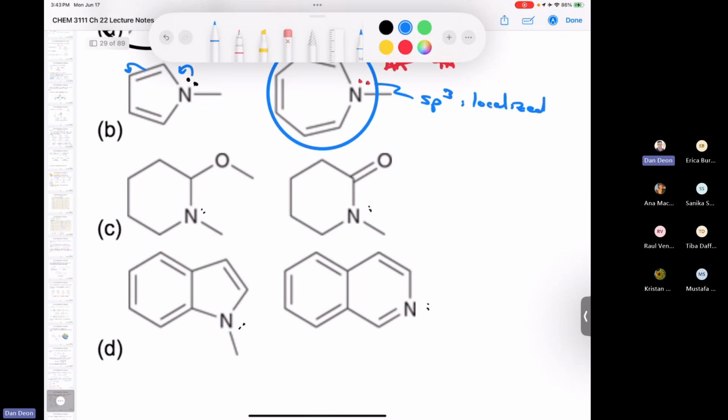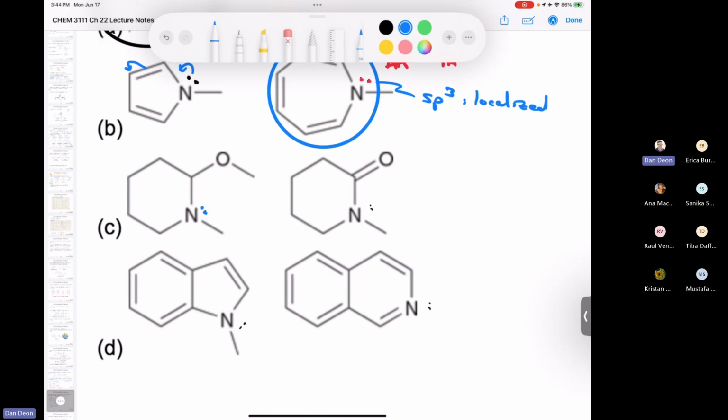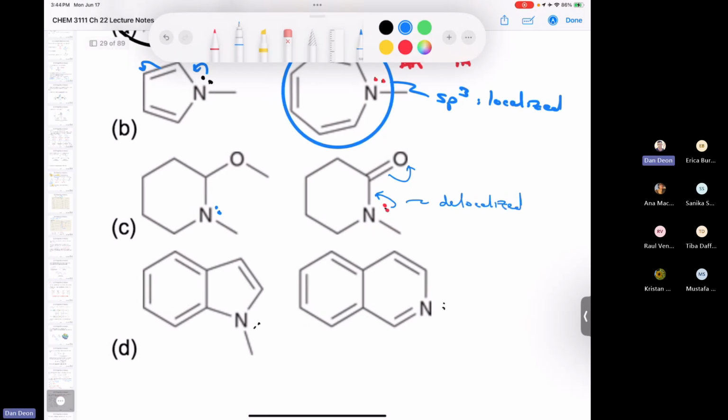Now, if I look at the next two, if I highlight this one in blue and put this lone pair in red, which one of those lone pairs is going to be delocalized, the blue one or the red one? It's going to be the red one that's delocalized. Why? Because you could draw a resonance form like this. So this pair is delocalized. This pair here, there's no resonance form. This pair is localized, and the localized one is going to be the stronger base.